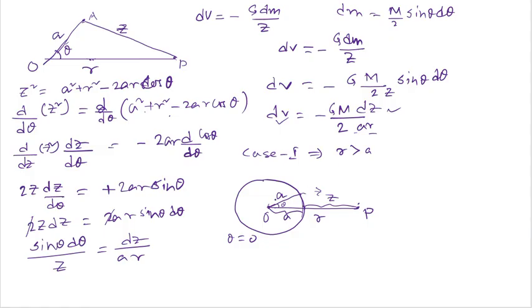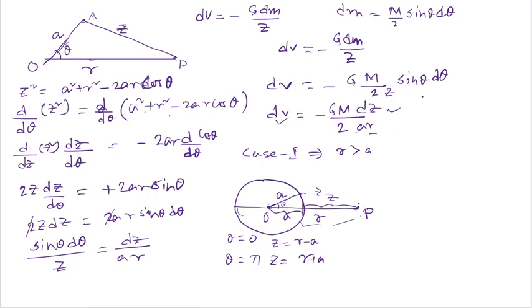Now how does z vary if theta goes from 0 to pi? When theta equal to 0, what is z? The total distance is r, and this is a. So when theta equal to 0, z should be r minus a. Clear? Okay. But when theta equal to pi, what will happen? Z from here to here, the total distance from here to P. Now when theta equal to pi, this is a and this is r, so z is r plus a. Because now the variable is dz, theta is not there, because I replaced theta with dz.